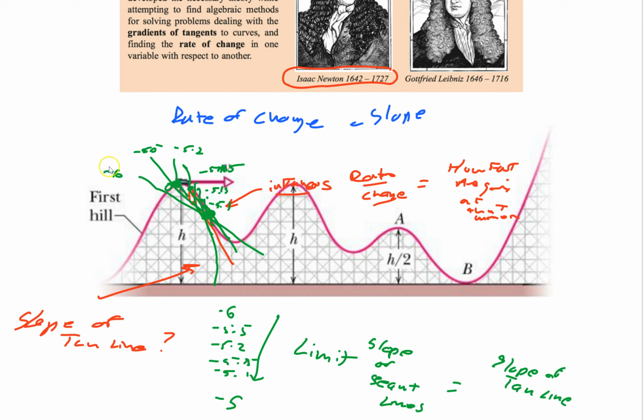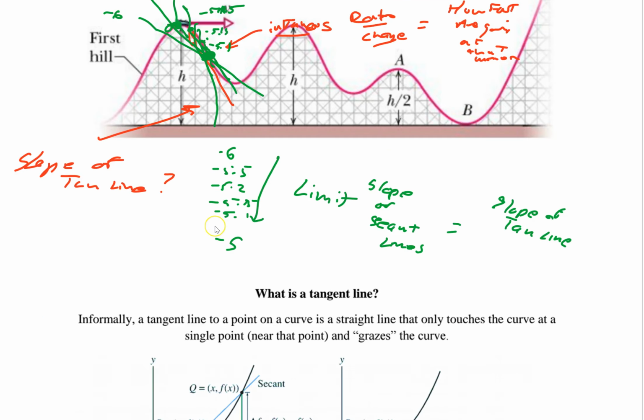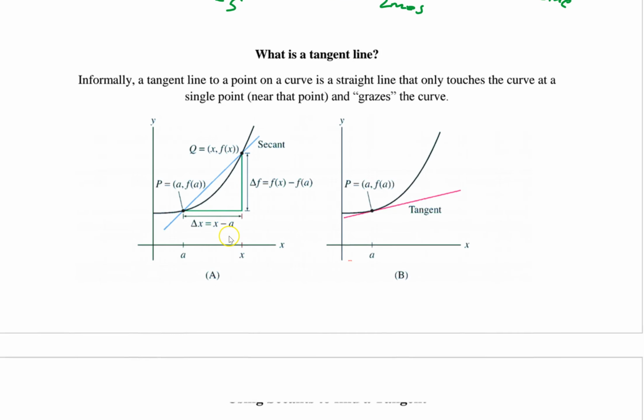You take the slope of all the little secant lines, and then you take the limit of all the slopes of the secant lines, and then you get a tan line. That's the way it's going to work. So as I got closer and closer and closer, it got closer and closer to negative 5. So that's going to be the slope of the tan line. Let's show you with a better picture in a second after I do this.